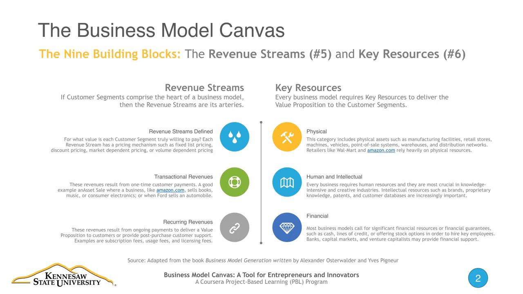And last but certainly not least, financial resources. The majority of business models require significant financial resources that come from a combination of cash, lines of credit, offering stock options, and for many new businesses, the financial resources come from you and sometimes from family and friends.